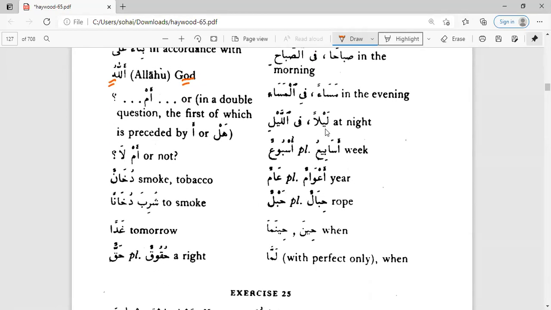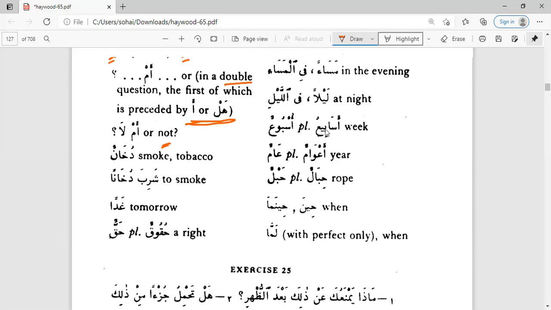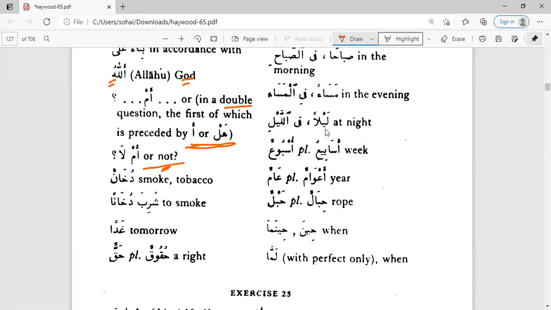Am means or. When you use it, it normally comes with a question. So if you have a question starting with hal or a, you can use am. So you say hal anta waladun am rajulun. Are you a boy or a man? Or you could use am la as well, which means or not. Dukhanun means smoke or tobacco.